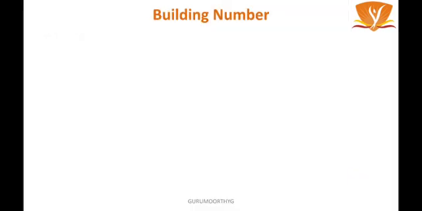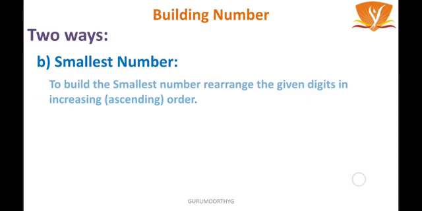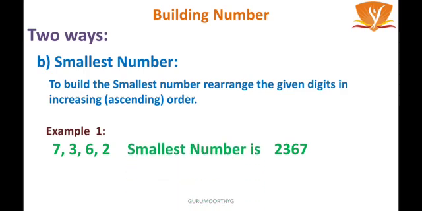Second, we will learn how to form the smallest numbers. Let us take 7362. To arrange in ascending order, that means small to biggest number. Here 2367 is the ascending order. That means 2367, which is the smallest number.